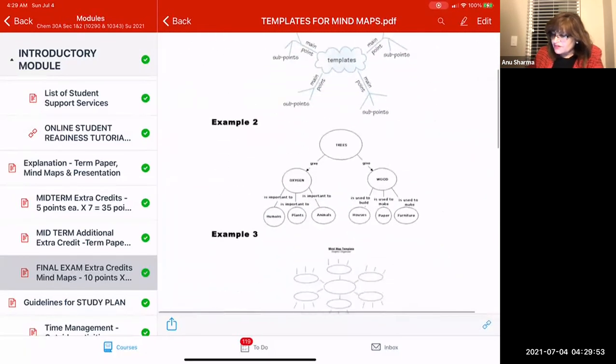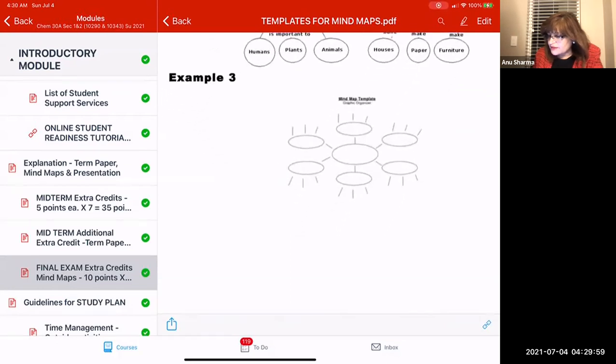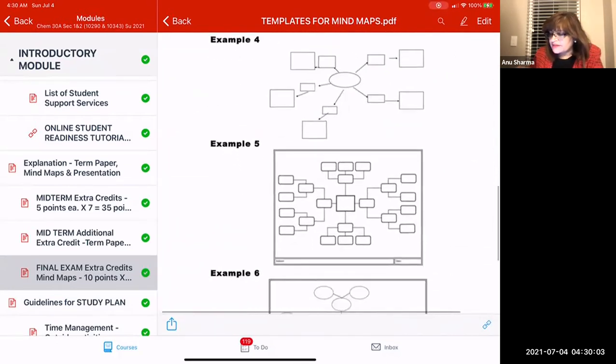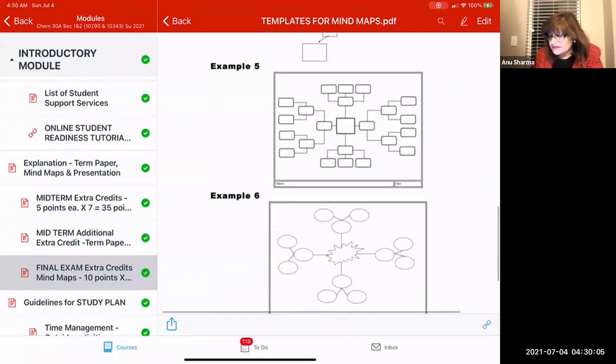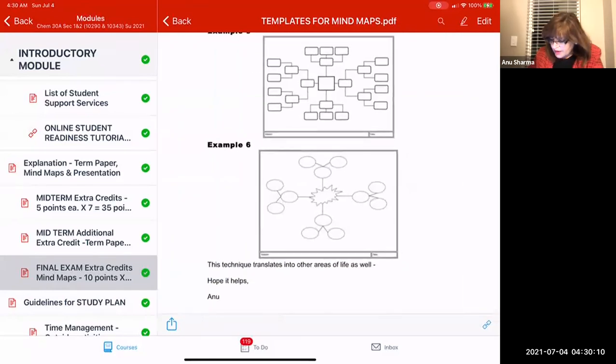Okay, so this is one idea. This is another type of template. You see, it's more like a tree kind of thing. The third one is more branched. So I don't want too much clutter. Okay, this is another one. This is another one. So you can create these types of mind maps. Now let's look at some of the mind maps of the students from my previous semester. So hang in for a minute.